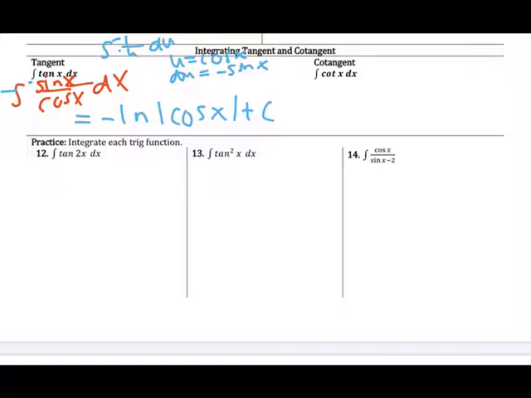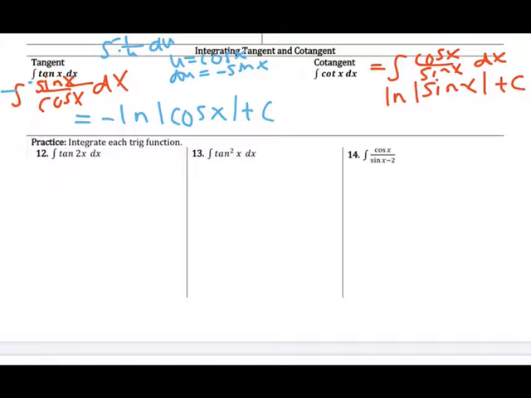This works almost exactly the same way with cotangent. Cotangent could be rewritten as cosine of x over sine of x dx. And when we use u substitution or reverse the chain rule, this is going to become 1 over u, which means this is natural log of the absolute value of sine of x plus c.